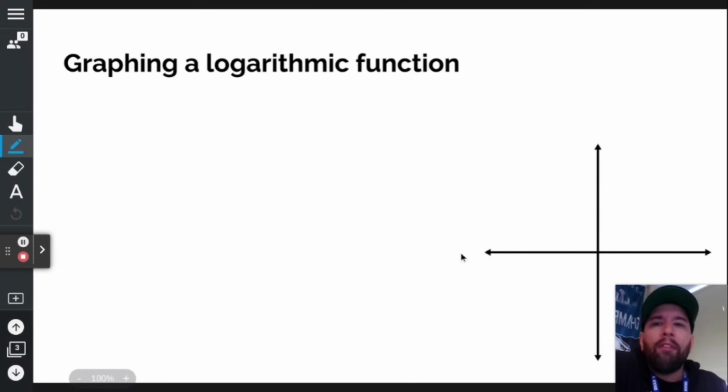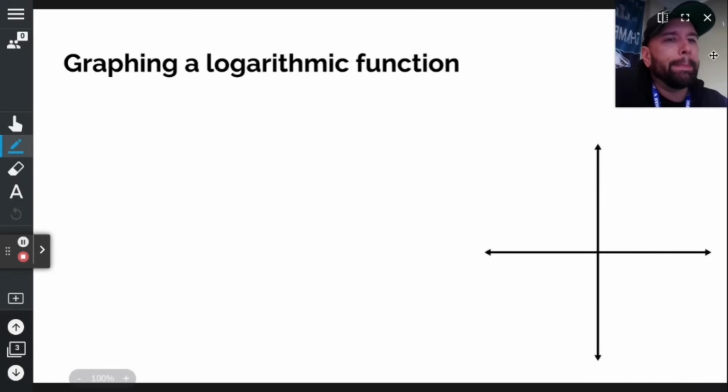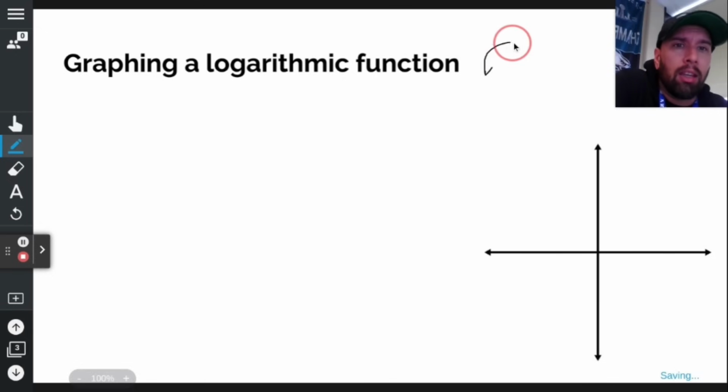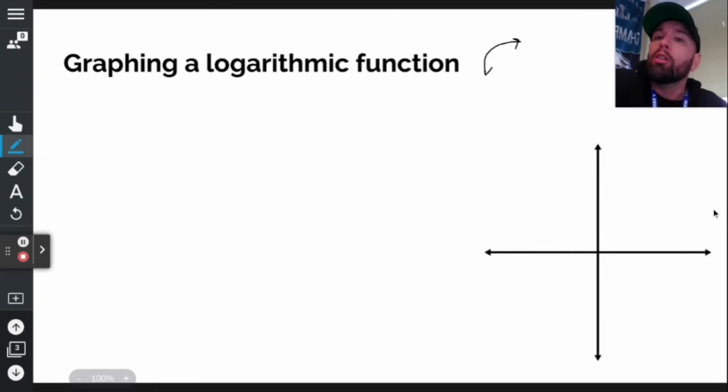Now, graphing a logarithmic function is weird. This is how I handle this. Logarithmic functions traditionally look like this. Something like that. You start from down here, you end up here. Traditionally, logs can't have negative inputs. In fact, they definitely can't have negative inputs. There's no such thing.